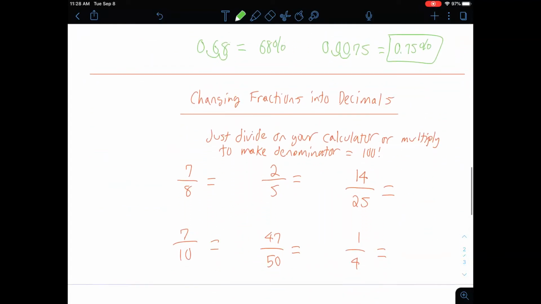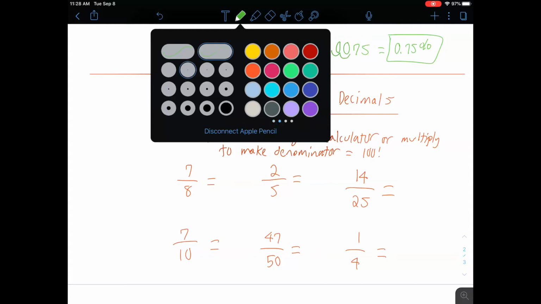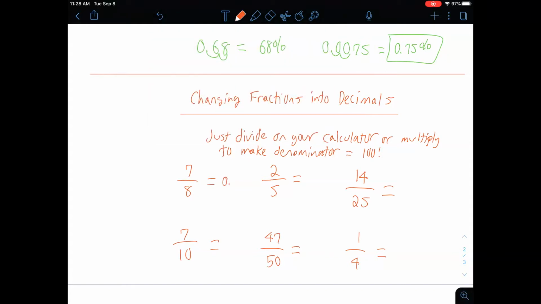Okay. Last thing we're going to do, changing fractions into decimals: just divide on your calculator, or multiply to make the denominator equal to 100. Pull up my calculator here. All right, so we're going to do 7 divided by 8. That is 0.875. All I'm doing is dividing.